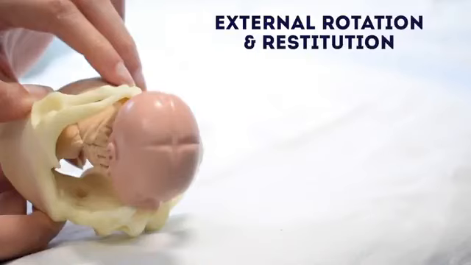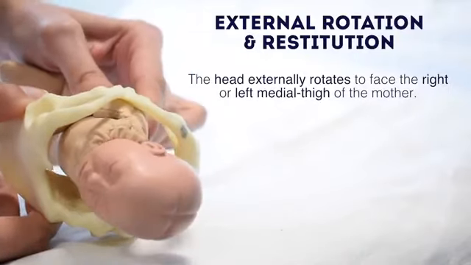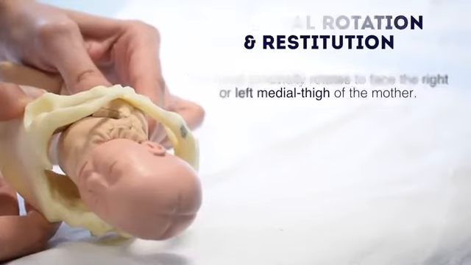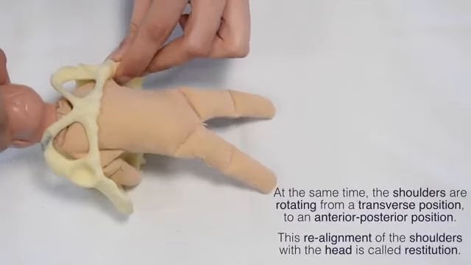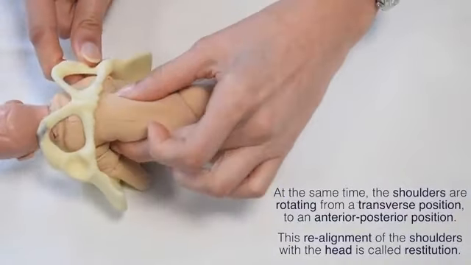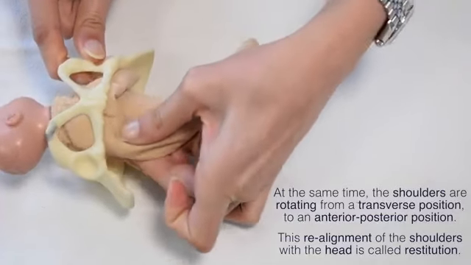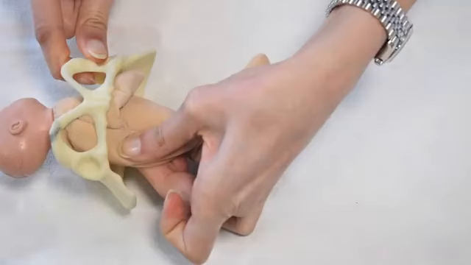External rotation and restitution. The head externally rotates to face the right or left medial thigh of the mother. At the same time, the shoulders are also rotating from a transverse position to an anterior-posterior position to realign 90 degrees with the head. This realignment is called restitution.